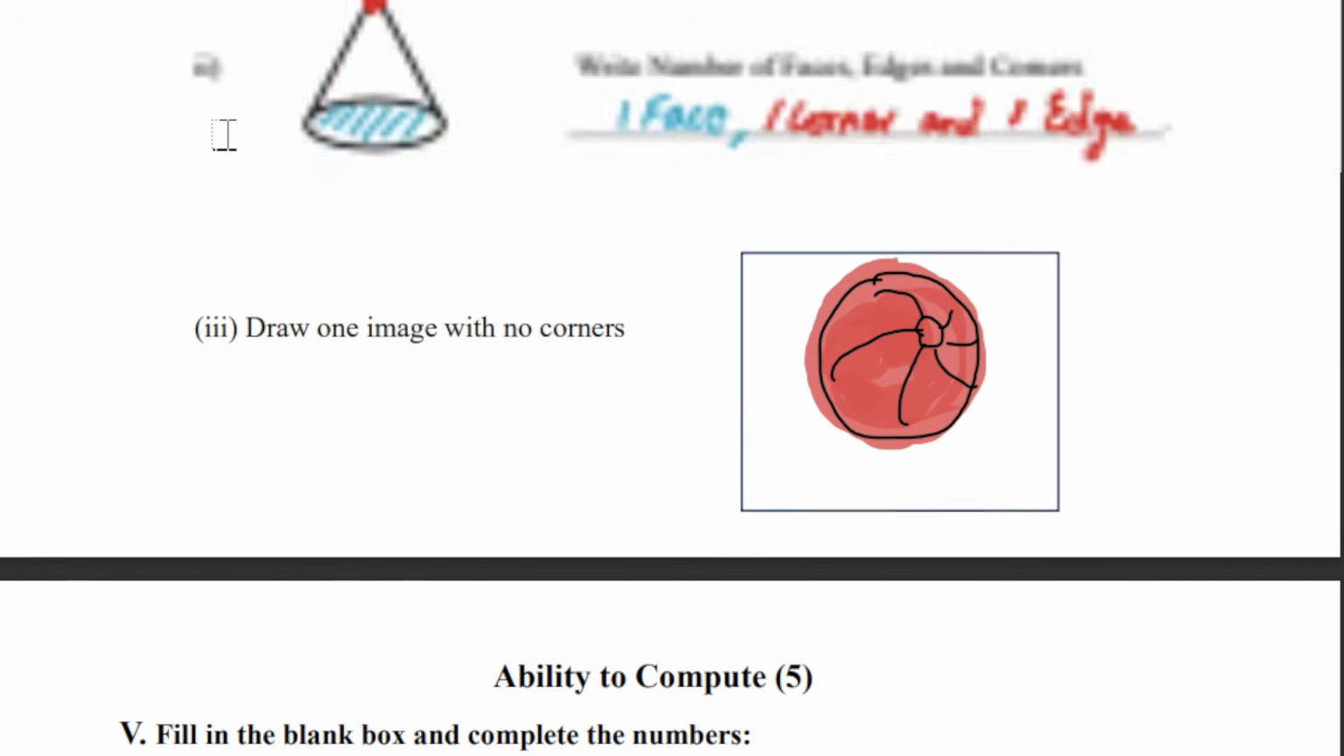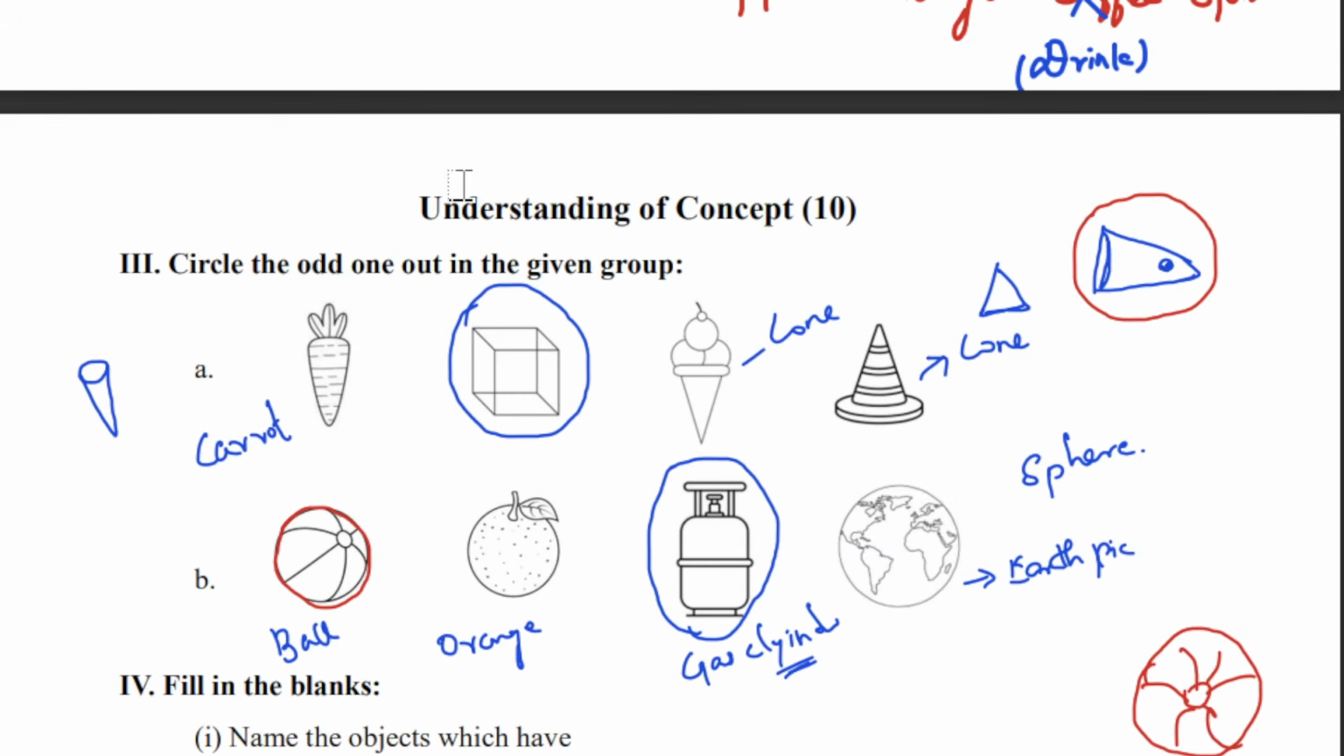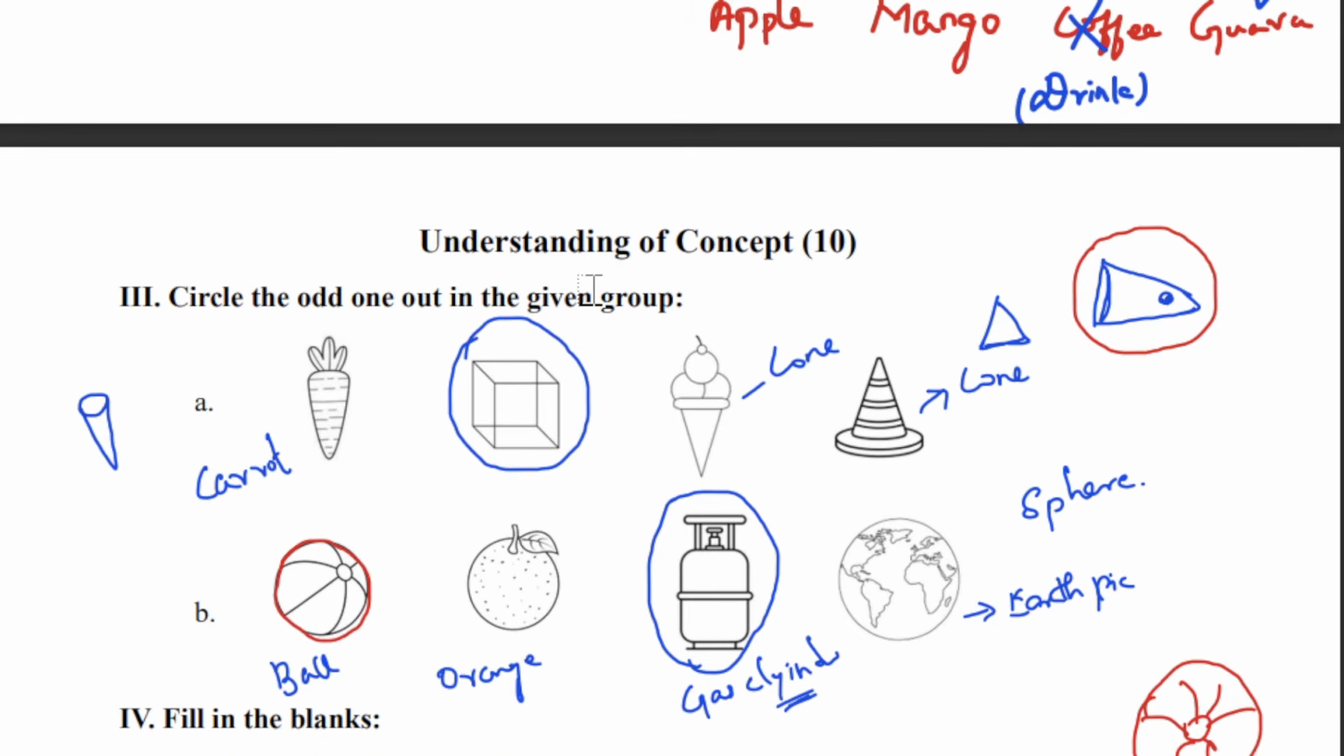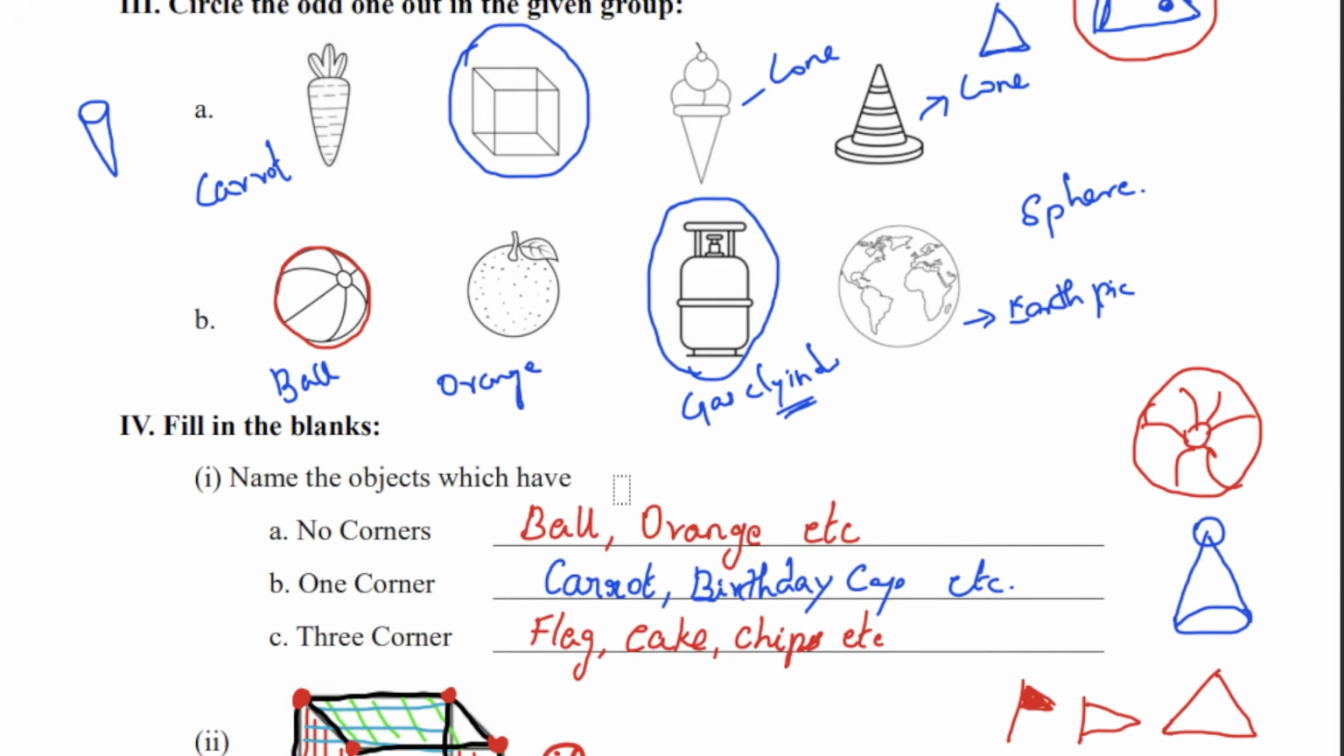Okay, so now we have completed what we had to understand of the concept, 10 marks. What they have asked in this is, circle the odd one out in the given group. They have given a group which has carrot, cube, ice cream and a cone shaped hat. So cube is the odd one, so we circled it. Next they have given ball, orange, gas cylinder and the shape of the earth. We have marked the cylinder because all the others were in a sphere shape.